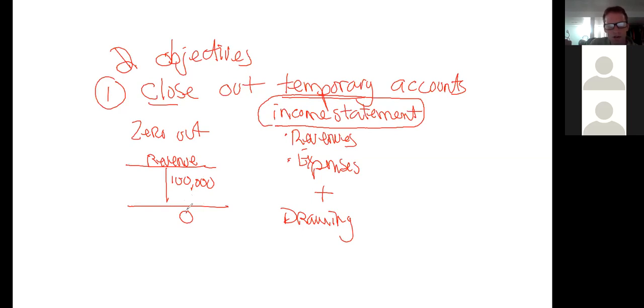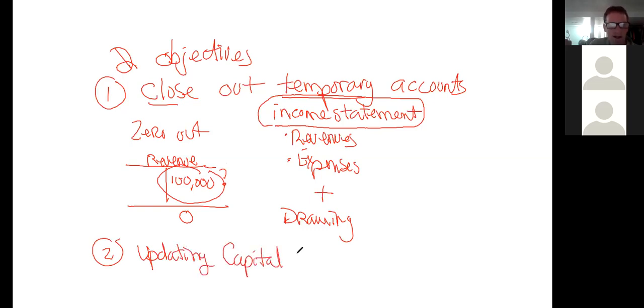Now, the next question should be, if we're going to make this zero, where are we going to put this? That would be the second objective: we are simply going to be updating the capital account. So everything goes to capital.